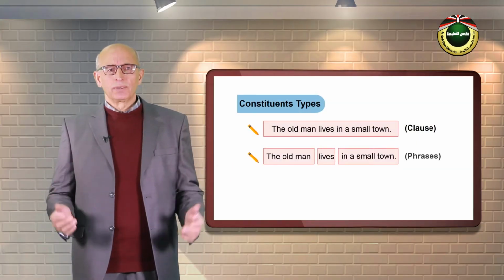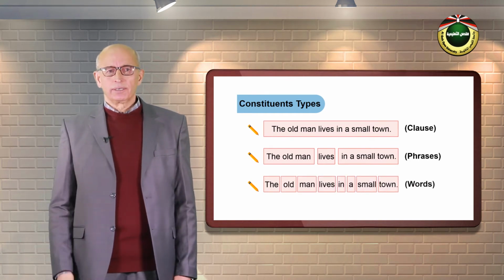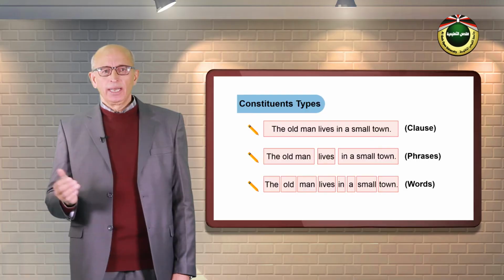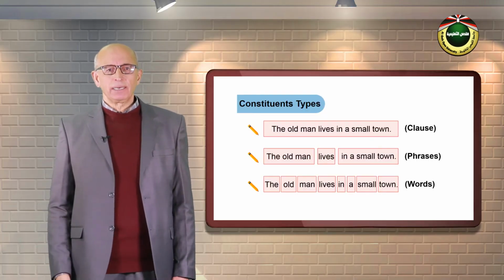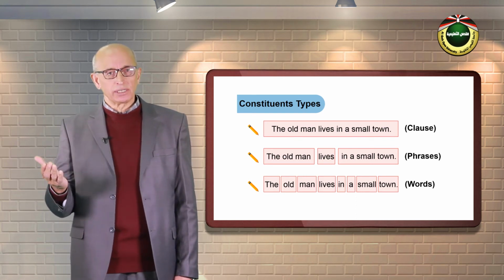Now, these two, the subject and the predicate, can be divided into more constituents, which are Number 1, clause. Number 2, phrase. Number 3, word. The old man lives in a small town. The whole sentence is a clause. The old man lives in a small town. Here we have phrases. The old man lives in a small town. Here we have words. As we have seen, sentences are made up of clauses, and the clauses are made up of phrases, and the phrases are made up of words.